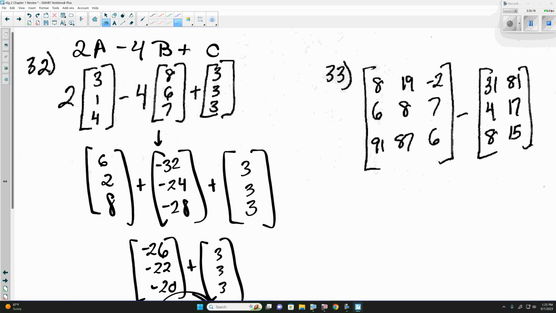Questions on this here? How about number 33 up here, 35 on your paper? What would it be? We are going to subtract.